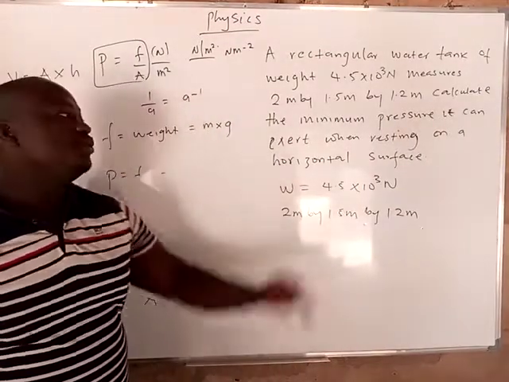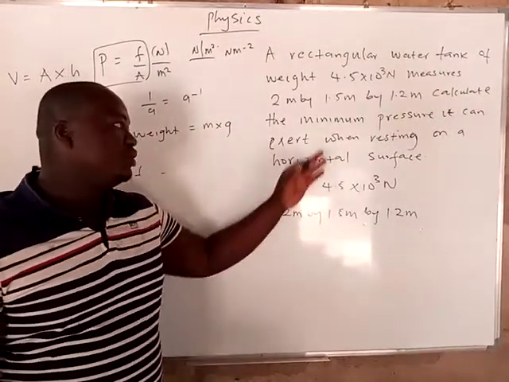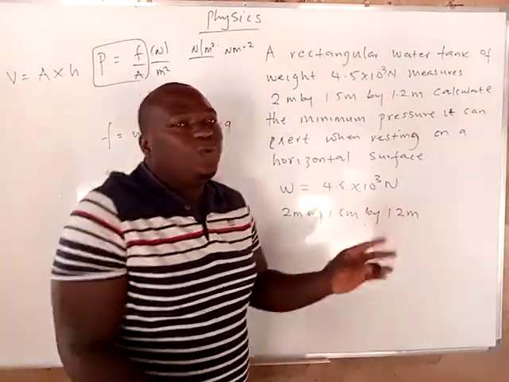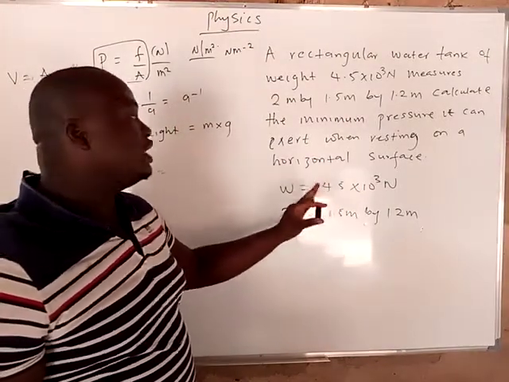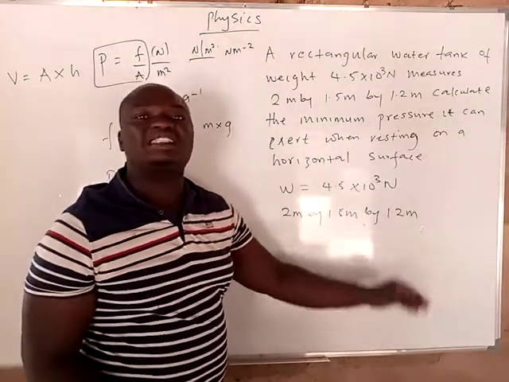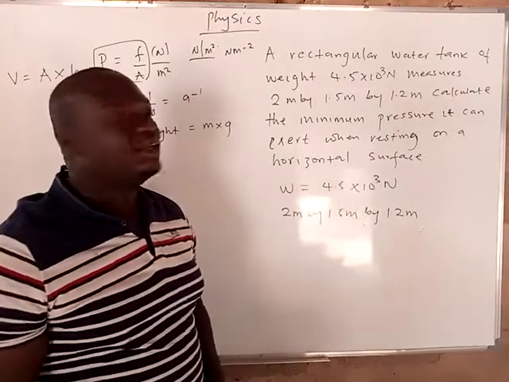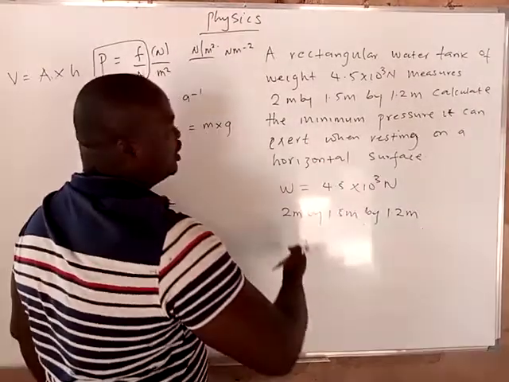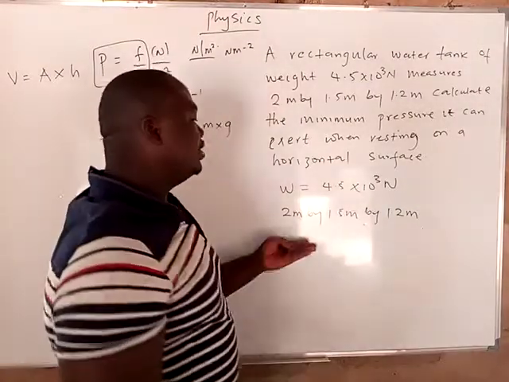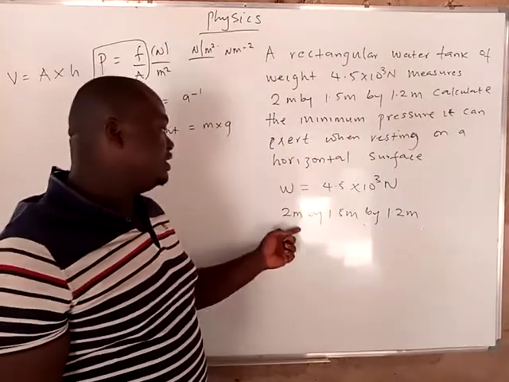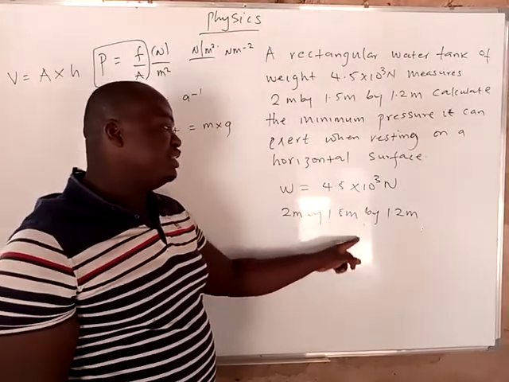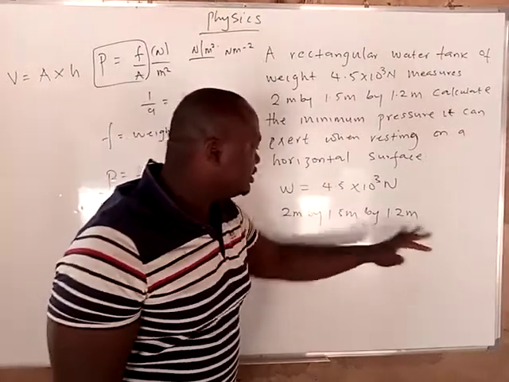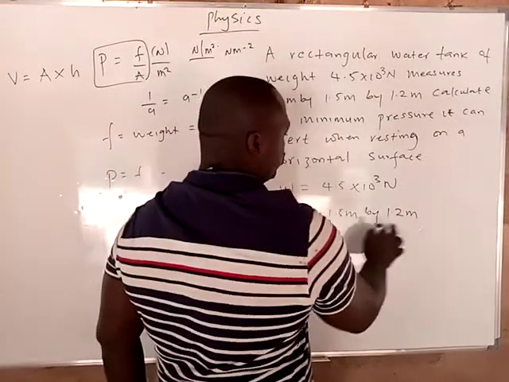This question comes out every year in either WAEC or NECO. Whenever you see minimum pressure, what they want you to do is calculate the pressure using the maximum area. It's a hack. Whenever they ask you to calculate minimum pressure, they will always give you three quantities like this: 2 meters by 1.5 meters by 1.2 meters.